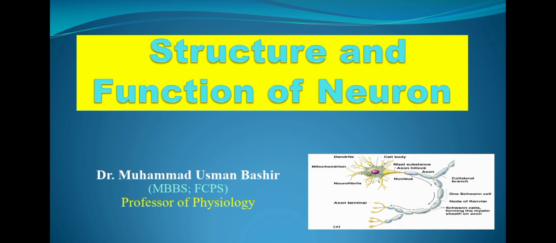Okay, and neuron or nerve cell is one of the two excitable tissues in our body. You know there are two excitable tissues in our body. One is nerve and the other is muscle. Excitable tissue is one which can be excited, which means that in this tissue we can generate a nerve impulse or action potential. Such a tissue is called excitable tissue.